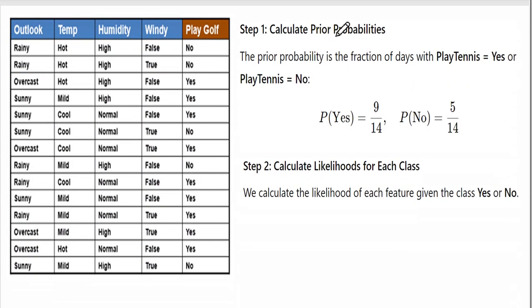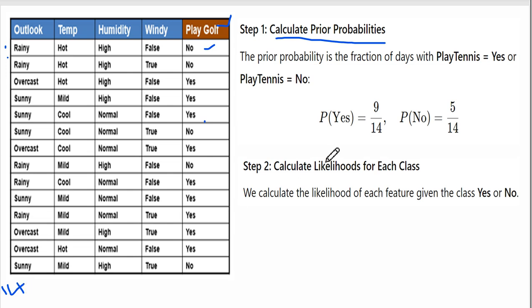Now the first step is to calculate the prior probabilities from the given dataset. The class label here is play golf, or play tennis. Here we have two classes, some records are the no class and some records are the yes class. That means it is a binary class problem. How many records are there in total? 1, 2, 3, 4, 5, 6, 7, 8, 9, 10, 11, 12, 13, 14. Totally we have 14 records.